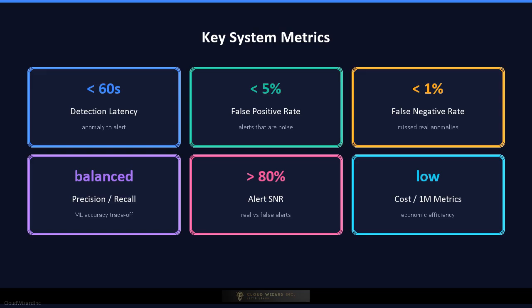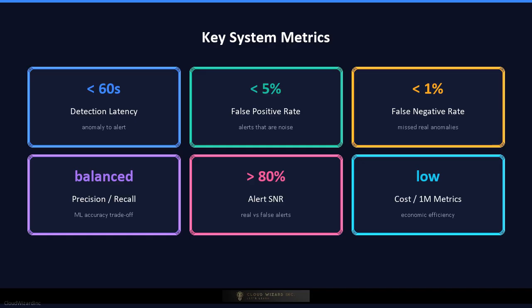The key metrics to memorize: detection latency, the time from an anomaly occurring to an alert being fired. False positive rate, the percentage of alerts that are not real anomalies. False negative rate, the percentage of real anomalies that are missed.